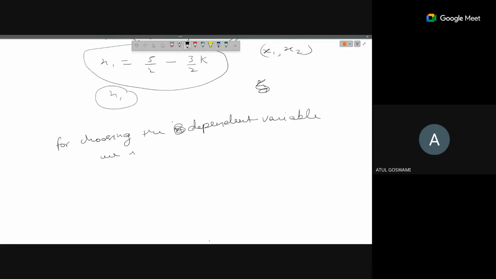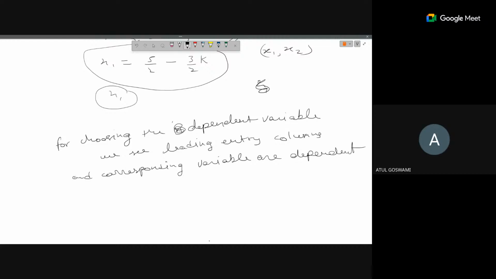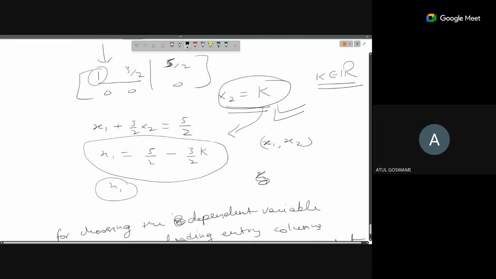Here we see leading entry columns and the corresponding variables are determined. So here the leading entry is in the first column only. The second column has no leading entry. So that's why the second variable is independent, that is, we can take any k.